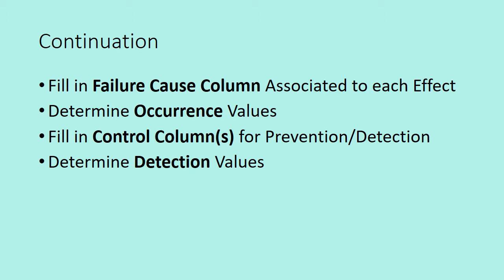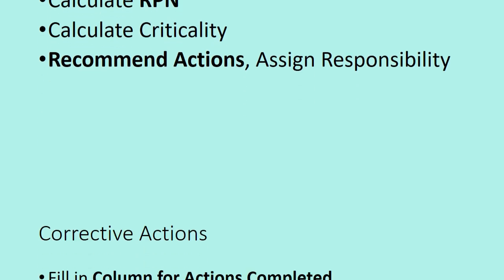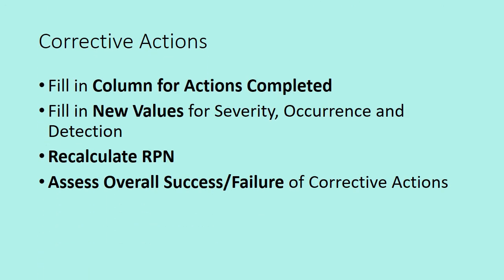RPN. Having obtained values for severity, occurrence, and detection, you can now calculate your RPN for each failure cause. Additionally, you can now calculate criticality through severity times occurrence. Once you have calculated the RPN and potentially the class and criticality columns, you can recommend actions, assign a responsibility, and give a due date for the corrective actions to be accomplished.